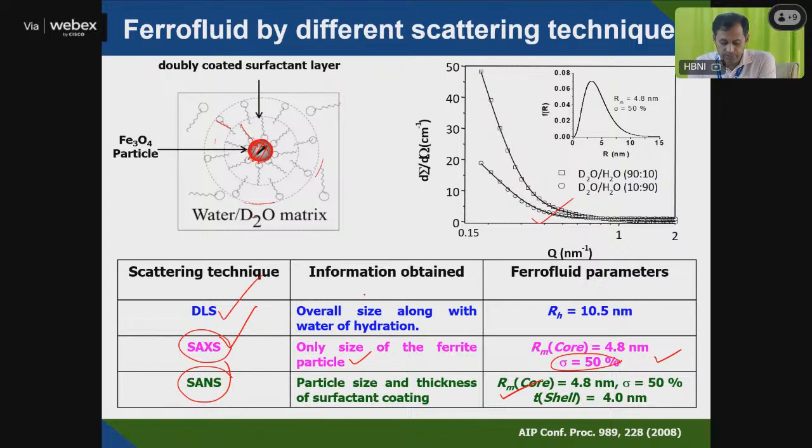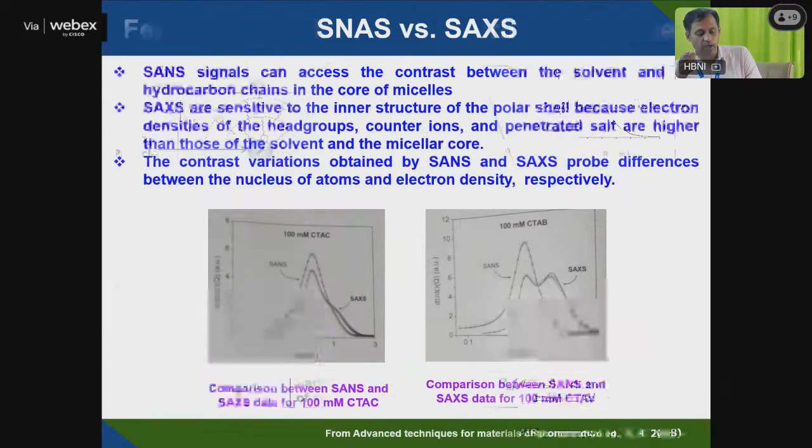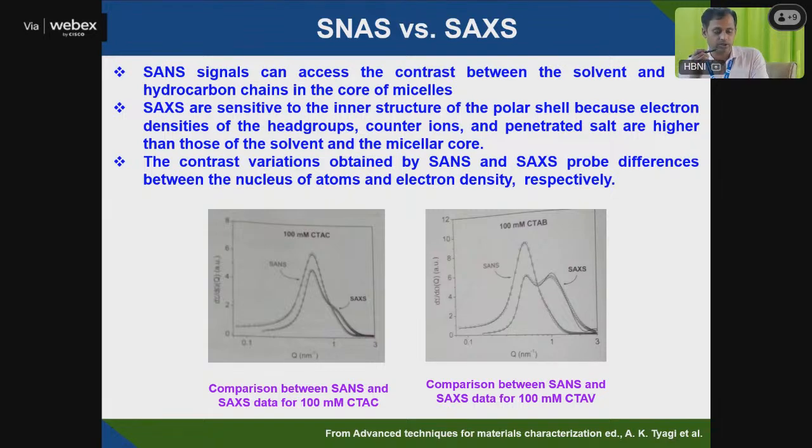DLS will give you the overall size, the hydrodynamic diameter that you get in dynamic light scattering. So you can see you are getting about 10.45. If you say core and shell, if you add them, you get about 4.8 and around 8.8, and here it is 10.5. So you have to confirm your data with support from other techniques. This way you will be able to calculate all this structural information.